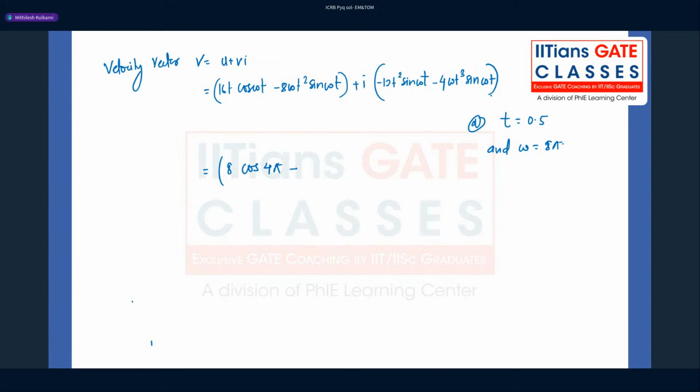minus 8 omega. Omega is 8 pi. So let's 8 multiply by omega is 8 pi. T square is what? 1 upon 4. So it will be 2 pi sine of 4 pi. I times minus 12 t square. So it will be minus 3 sine of 4 pi minus 4. Omega is 8 pi. T cube. 8 get cancelled. So it will be 4 pi sine of 4 pi.